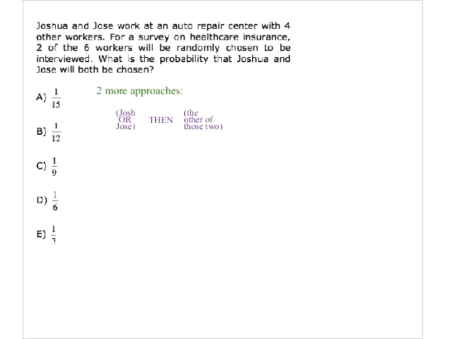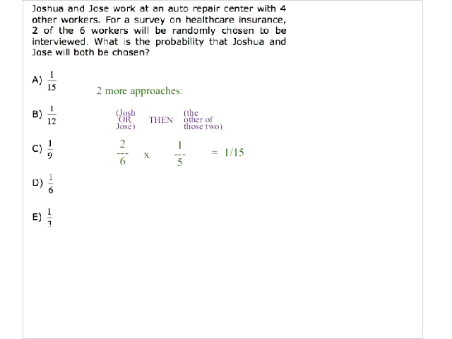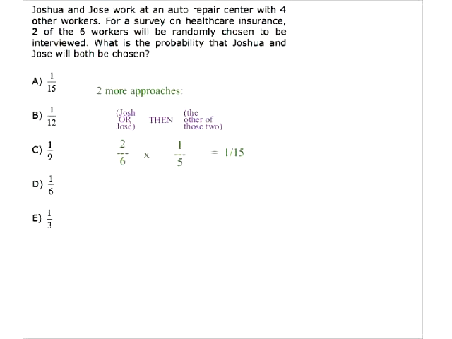The probability of picking either Josh or Jose is 2 out of 6. But once you've got one of those guys, then you just have to pick whoever is the other one, which is one person remaining out of the 5 people that are left. That's an intuitive shortcut that's doable. Again, if your approach is memorizing rules, this one's going to be a tough one.